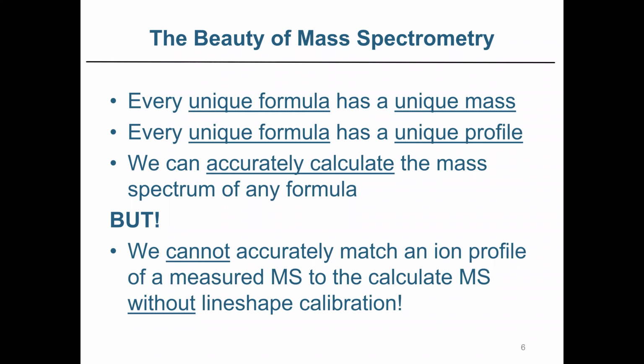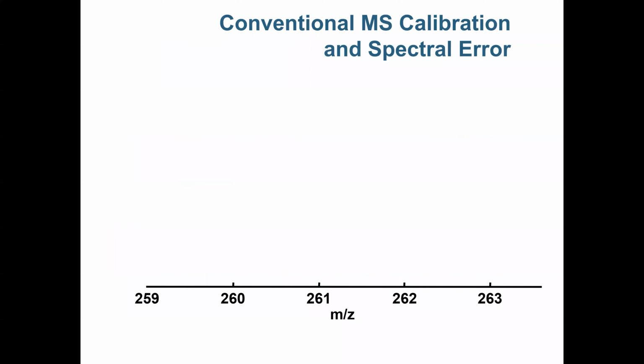That's a shame, because we can accurately calculate the mass spectrum of any given formula to a very high degree of accuracy. But unfortunately, we cannot accurately match the ion profile of a measured spectrum. This is where we're going with spectral accuracy. The reason that we can't do it is because we don't know the line shape of the mass spectrometer itself. As we go along, we'll explain pretty much what that means. So let's talk about conventional mass spectrometry and how the calibration within the instrument works.